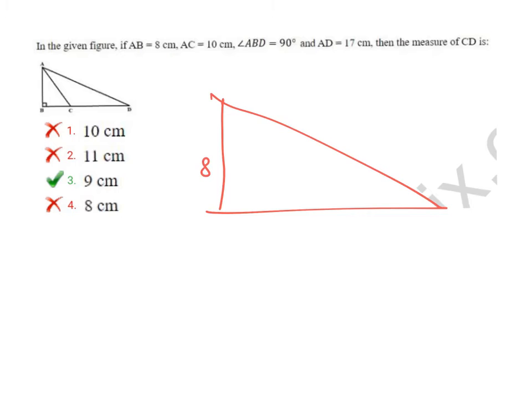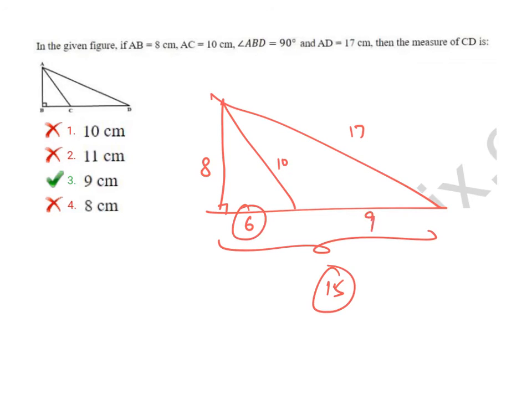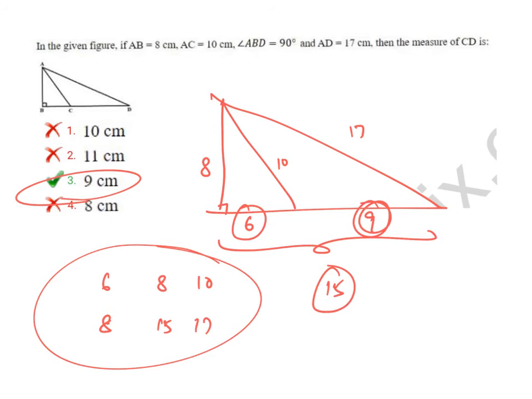Now, in the given figure, AB is 8. Now, AC is 10. We know 8, 6, 10 is a triplet. And AD is 17. We also know 8, 15 and 17 is a triplet. 15 minus 6, that is 9. So that's what he's asking you to find out, the value of CD. This is also based on the triplets 6, 8, 10 and 8, 15, 17. By using these two triplets, you can answer it easily.